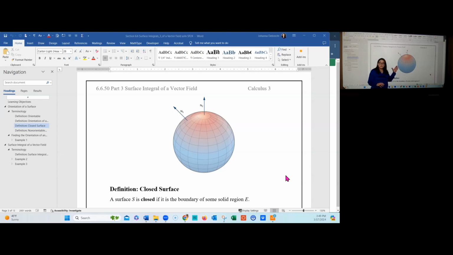Out of the closed surface is the positive orientation, which means that even in this case, if I point down in the negative K direction, I'm nonetheless pointing out of the sphere, and that makes it the positive orientation. The negative orientation would point in towards the center of the sphere. So depending on what type of surface you have, whether it's closed or not closed, you will have to define the orientation differently.